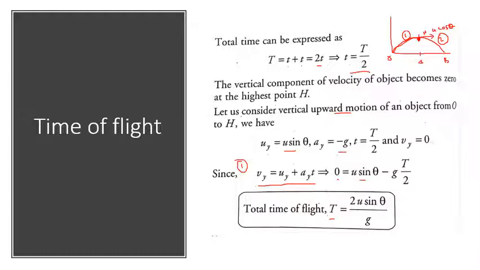So this is your next part of your derivation, that is time of flight. So what is time of flight? It is defined as the total time for which projectile is in flight. That is, time during the motion of projectile from O to B.